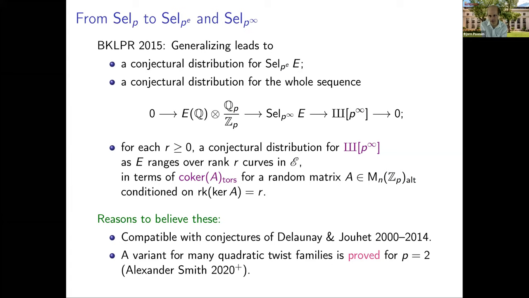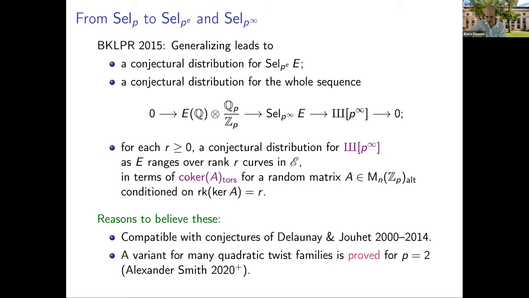And so for each value of the rank, it has its own distribution, this p-primary part, this p-power torsion in this group. And so we predicted a distribution for what that should be. You might ask, well, maybe that doesn't make any sense. I mean, what is it? Suppose r is 100. Maybe there aren't any rank 100 elliptic curves in this set. Then what does it mean to talk about the distribution? I don't have a good answer for that, but don't worry about it.